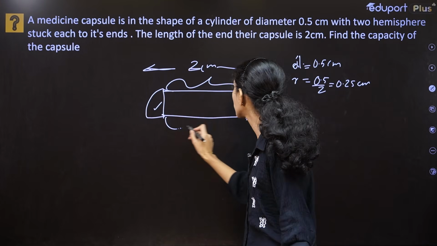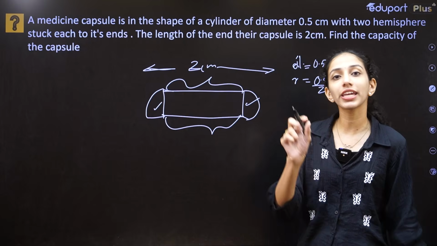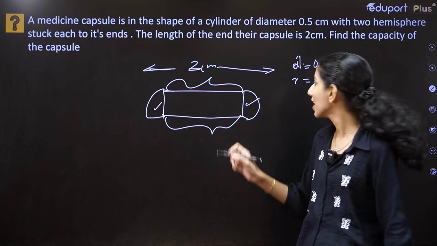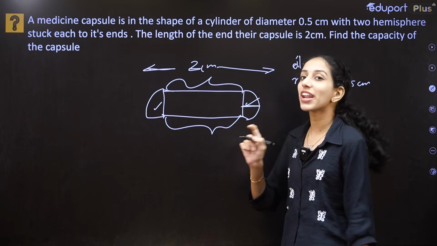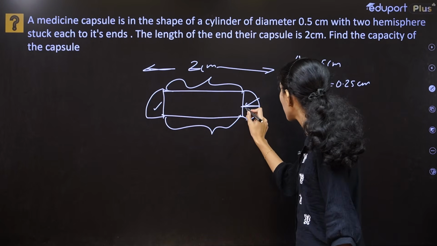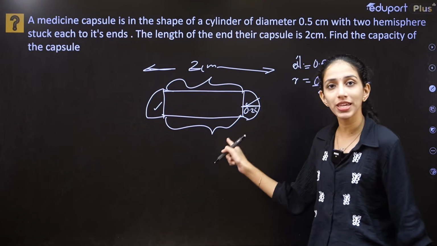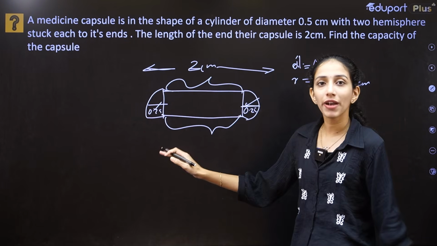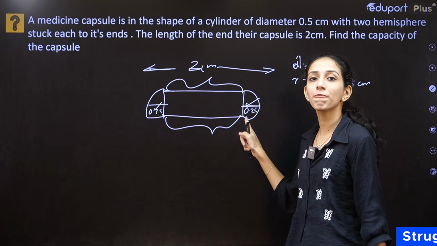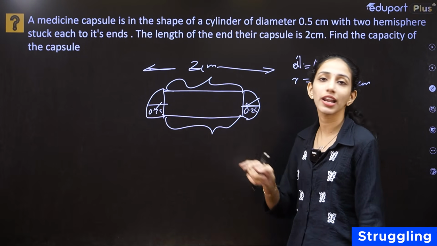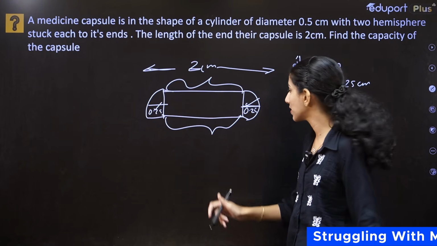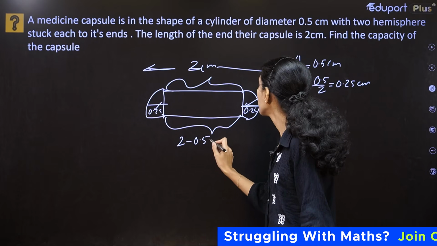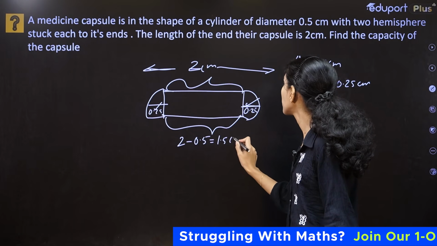Then what will be the length of this cylinder? Subtract the heights of those 2 hemispheres. What is the height of those 2 hemispheres? It will be equal to the radius of the hemisphere. So subtracting 0.25 from this side and 0.25 from this side, that is subtracting 0.5 from the whole length, we will get the height of the cylinder. So this length will be equal to 2 minus 0.5, that is equal to 1.5 centimeter.